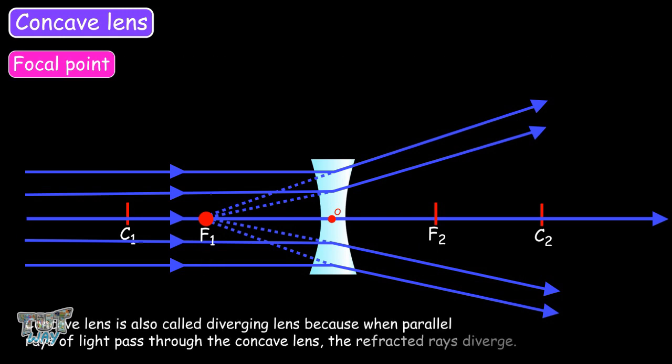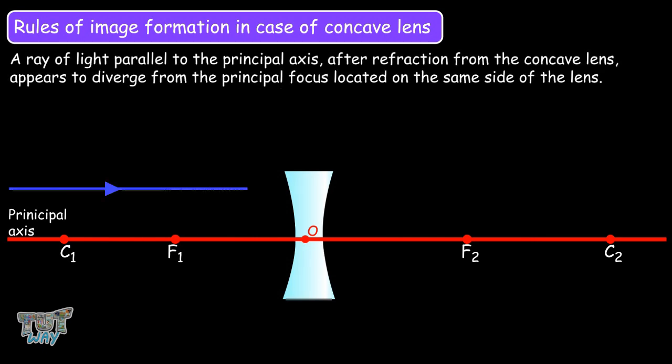Concave lenses are also called diverging lenses because when parallel rays of light pass through the concave lens, the refracted rays diverge. Now, we will learn some rules for determining the image formation in the case of concave lenses using a ray diagram. A ray of light parallel to the principal axis refracts and appears to diverge from the principal focus located on the same side of the lens. Let's repeat. A ray of light which is parallel to the principal axis refracts and appears to diverge from the focus, which is located on the same side of the lens.